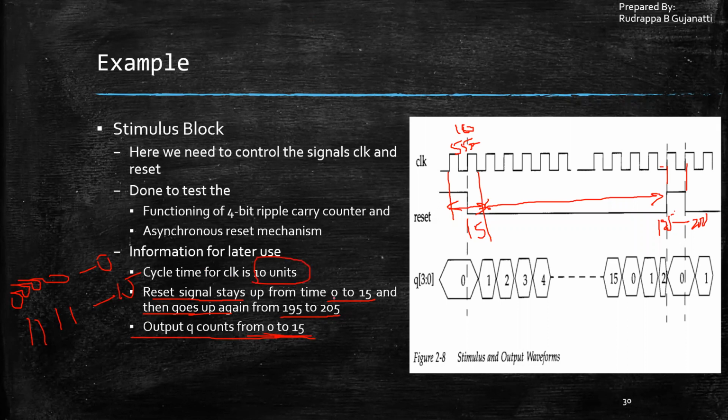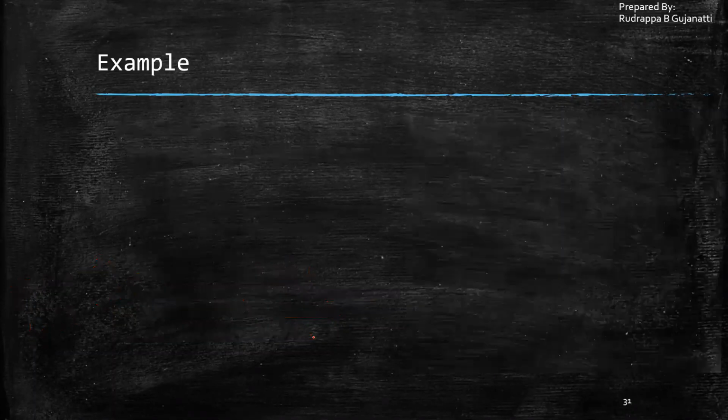Reset signal will be high from 0 to 15, and then again it goes up from 195 to 205. In between, it will be low, and after 205, reset will be low again. That is what he specifies. And Q will be counting from 0 to 15. So let us see the stimulus block.